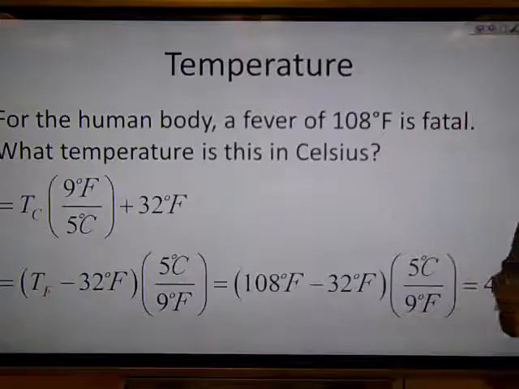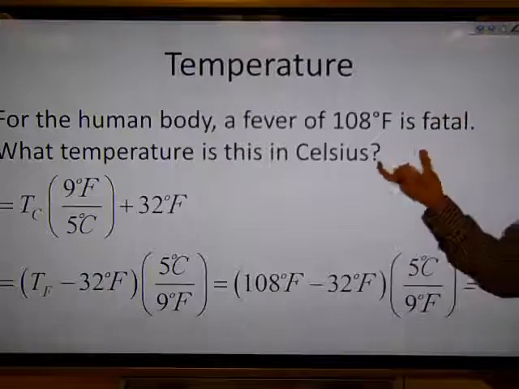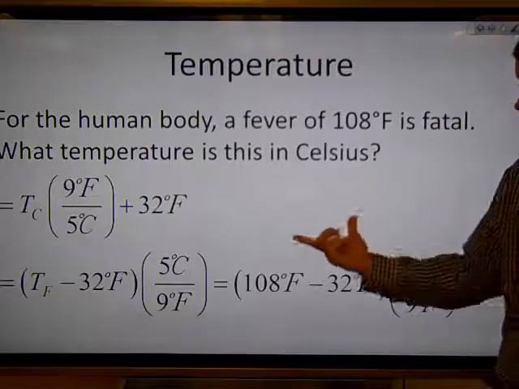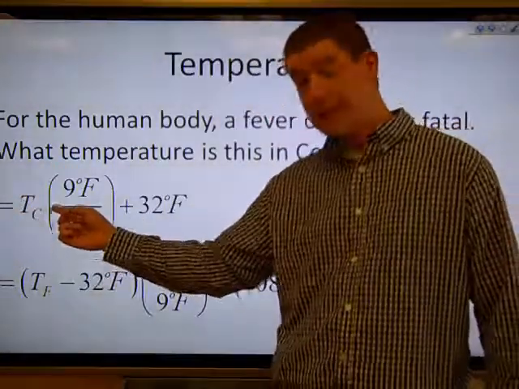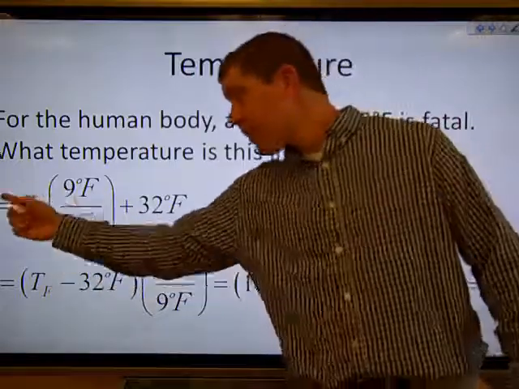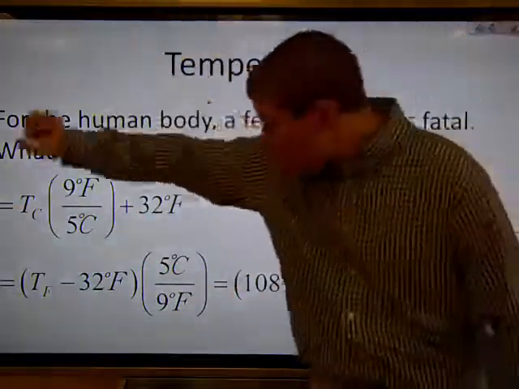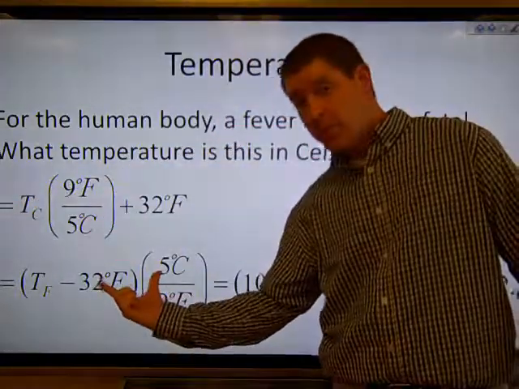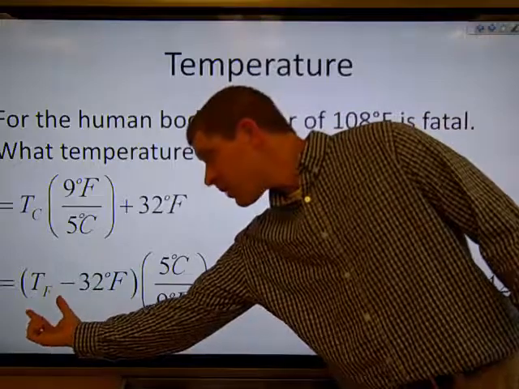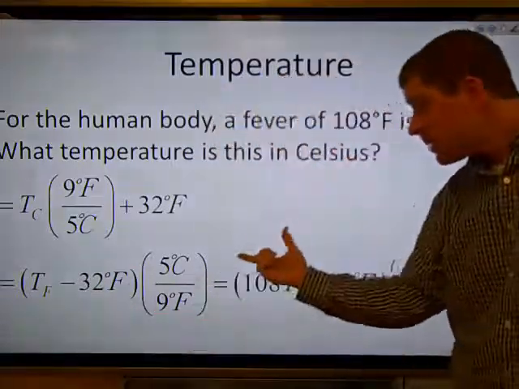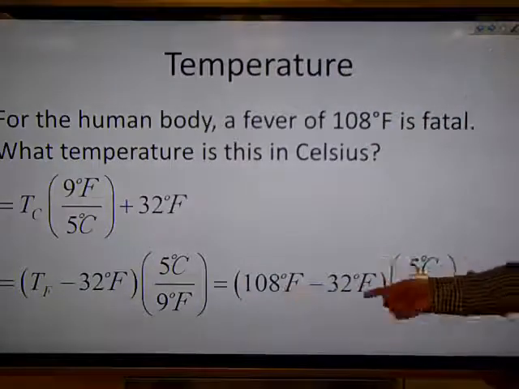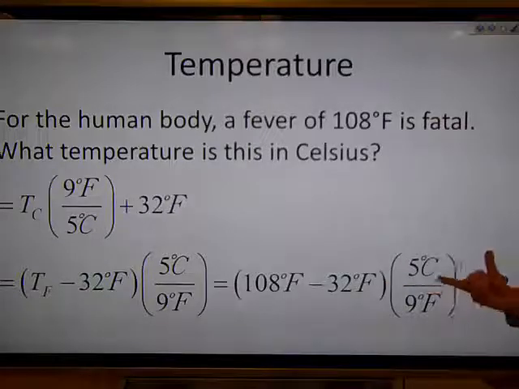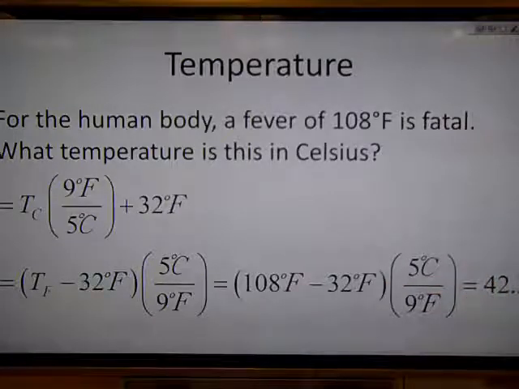So, for the human body, a fever of 108 degrees Fahrenheit is fatal. What temperature is this in Celsius? Well, we have this equation, but that gives us temperature in Fahrenheit given that we know temperature in Celsius, which we don't know. We know the temperature in Fahrenheit, so we need to solve this for Celsius. I've done the math, you can convince yourself that this is true: temperature in Celsius is equal to temperature in Fahrenheit minus 32 degrees Fahrenheit times 5 degrees Celsius divided by 9 degrees Fahrenheit, which in this case is 108 degrees Fahrenheit minus 32 times 5 degrees C over 9 degrees Fahrenheit, and that equals 42.2 degrees Celsius.